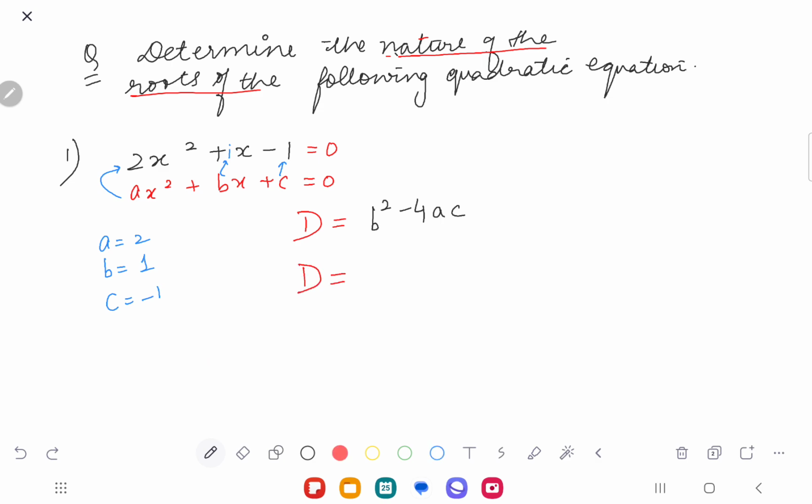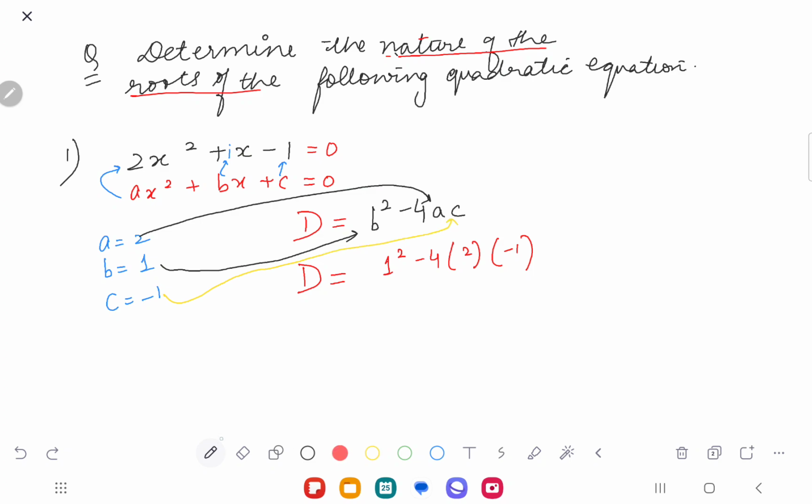So discriminant is going to be b, which is 1, square, minus 4ac. I'm going to put in the values of a, b, and c wherever required. b is 1, a is 2, and c is minus 1. So the discriminant here shall be 1 minus 4 times 2, which is 8, 8 times minus 1 is minus 8, and minus becomes plus 8. So my discriminant becomes 9, which is greater than 0.